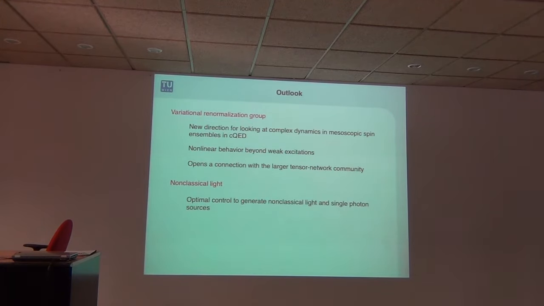From the perspective of non-classical light, the next step is to understand how you can optimally control them. Can you have controlled pulses of light that generate a specific kind of non-classical light that you want in your system? So if you have a driving field which you can engineer or manipulate, you can generate different regimes or different intervals or different periods of non-classical light, and also single photon sources.